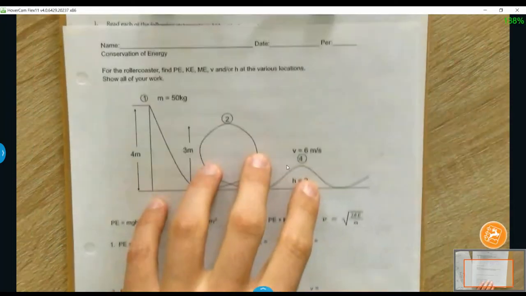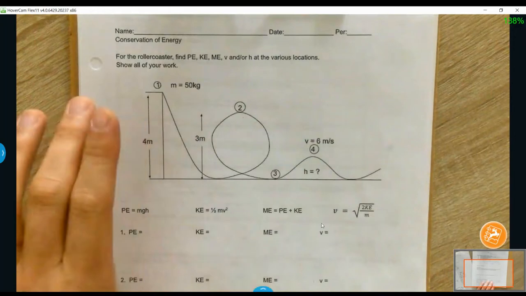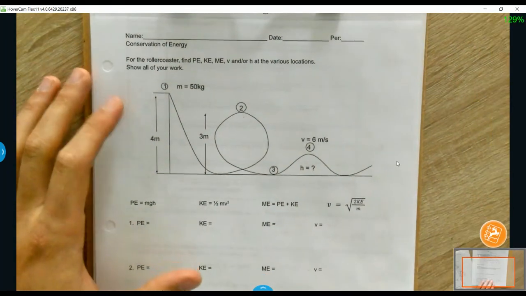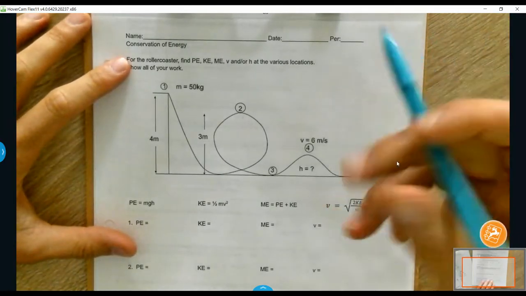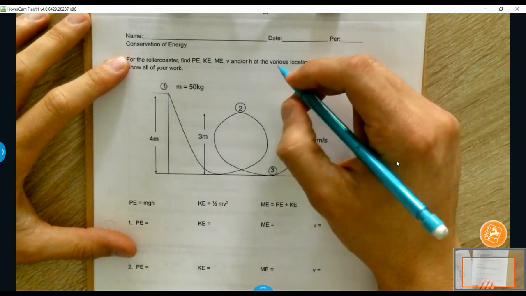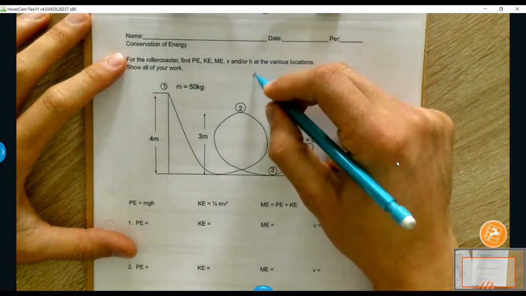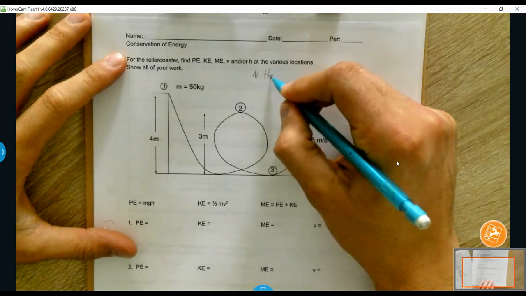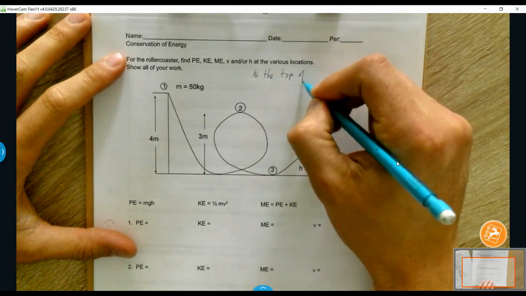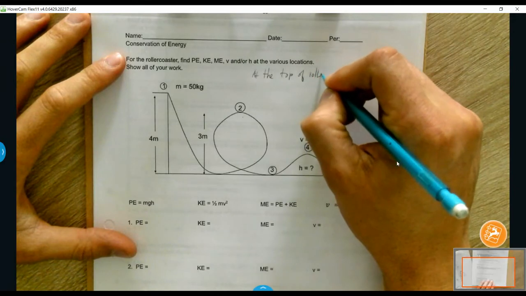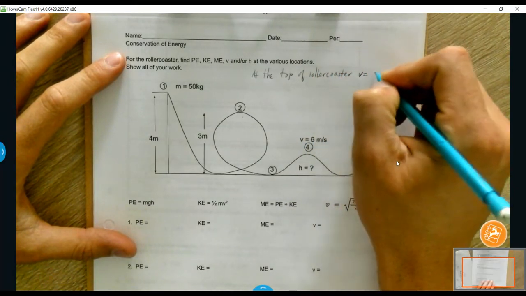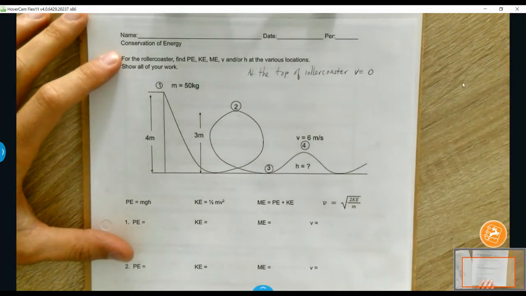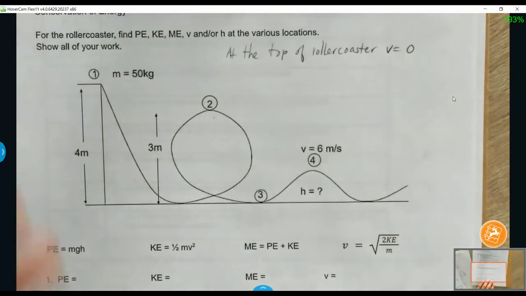Okay, guys, so we have a conservation of energy problem for a roller coaster. How this one works is there's a couple little things you need. You need to know that at the top of the roller coaster, the speed is 0, and therefore the kinetic energy will be 0.